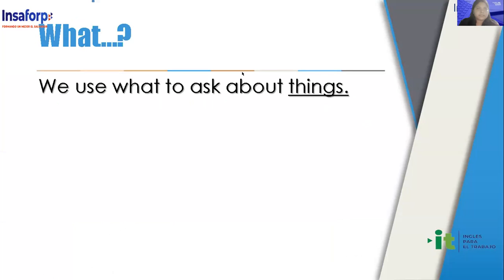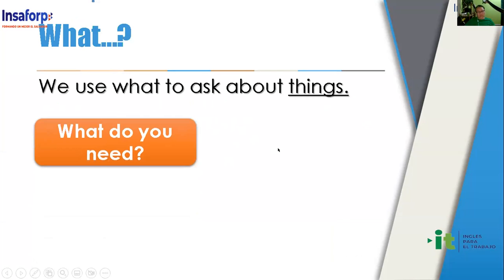Let's see, we're going to review these and let's see, Janet, can you help us with this? What? We use what to ask about things. Right. What do you need? Guys, tell me, what do you need right now? I need money. I need to learn English fast. You need to learn English. Okay, fast. Very fast. Okay, so you need to learn how to speak. Okay, so remember, you have to learn how to speak.